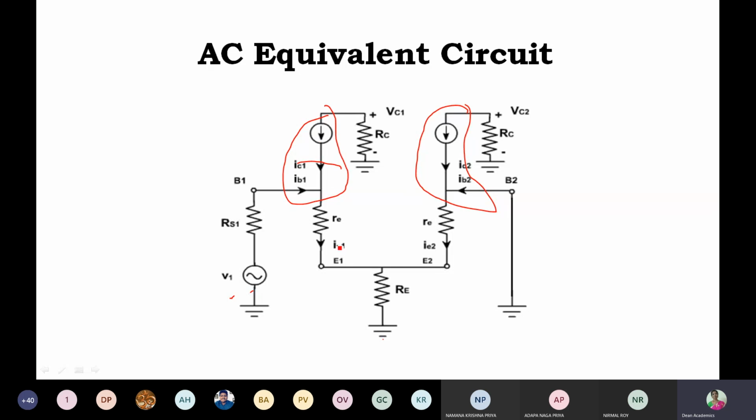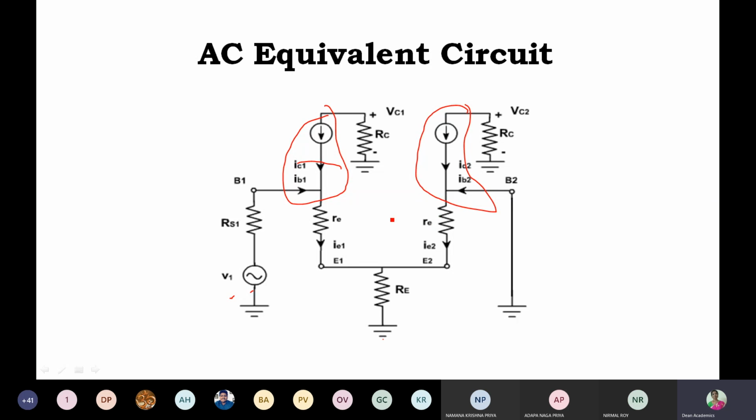So this is the AC equivalent circuit for your single input balanced output differential amplifier. The polarities and everything are as in the actual amplifier circuit we have drawn, but in place of the transistor we have drawn the small signal T equivalent circuit. Please note down this circuit, and this is very, very important.